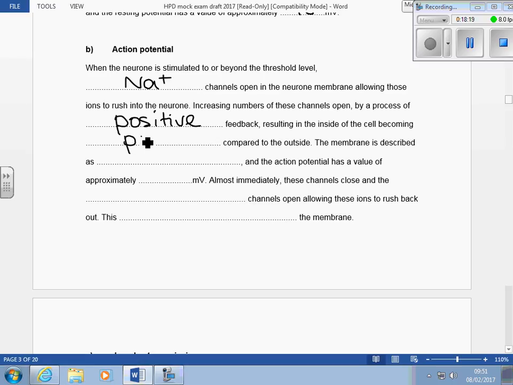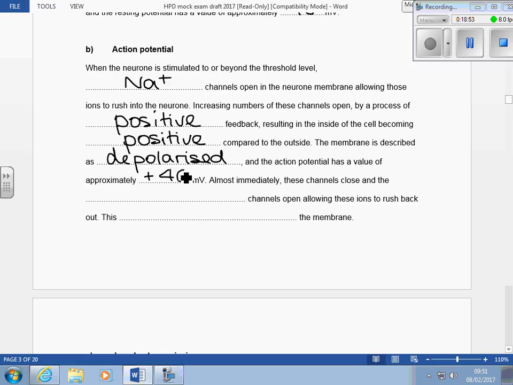So you have to use the same word here, or more positive if you like, but becoming positive compared to the outside. The membrane's described as depolarized, isn't it? And that's one of the difficulties in understanding this, because that makes it sound like you've then not got a difference between inside and outside. And the action potential has a value of approximately +40. Yeah, if anybody puts 50, you'll still get it.